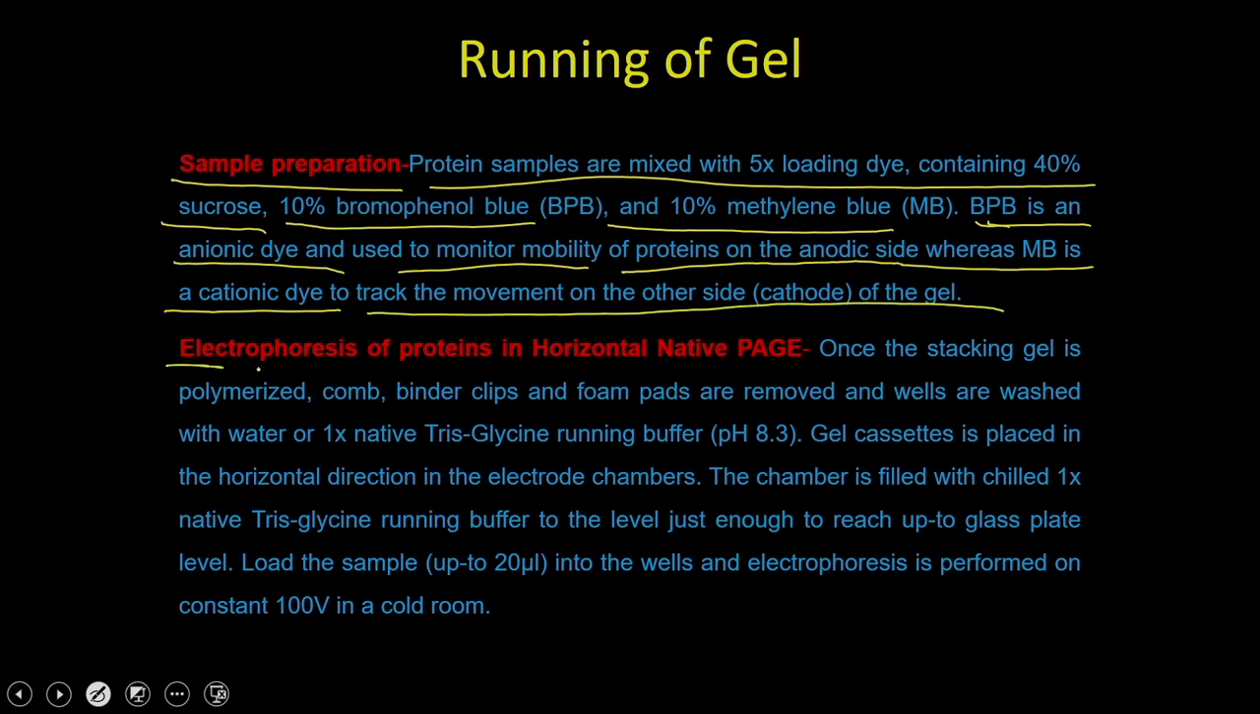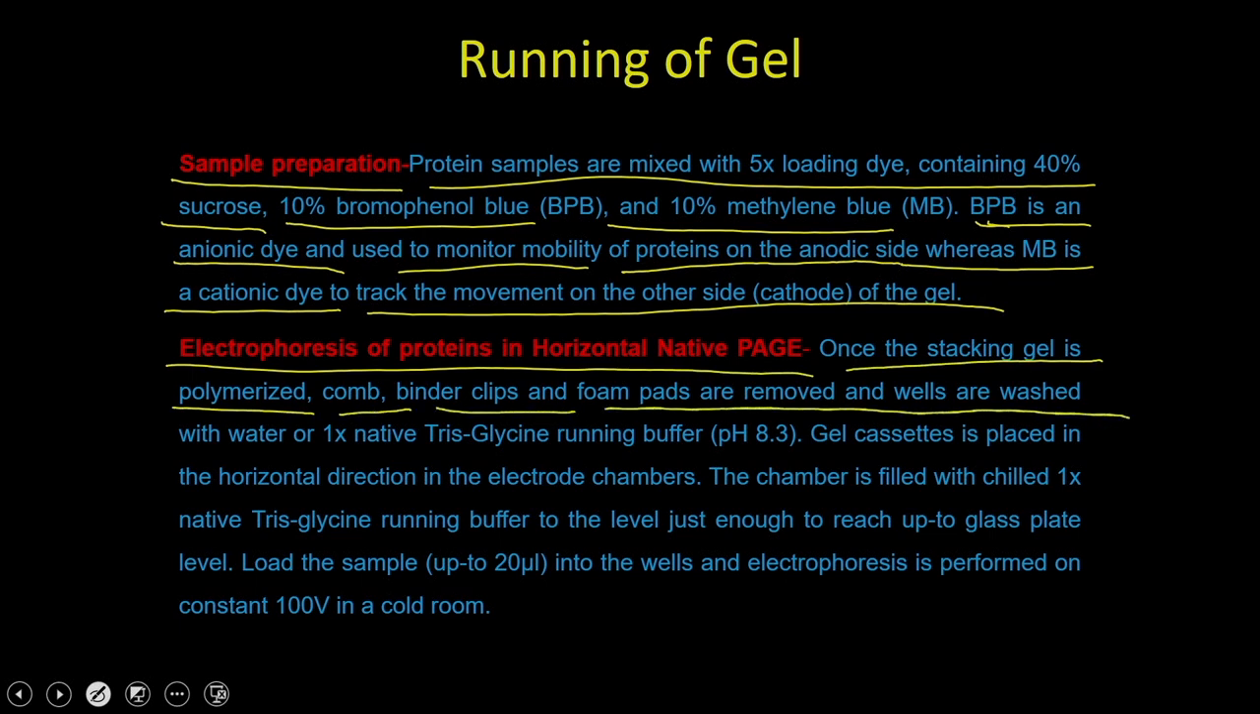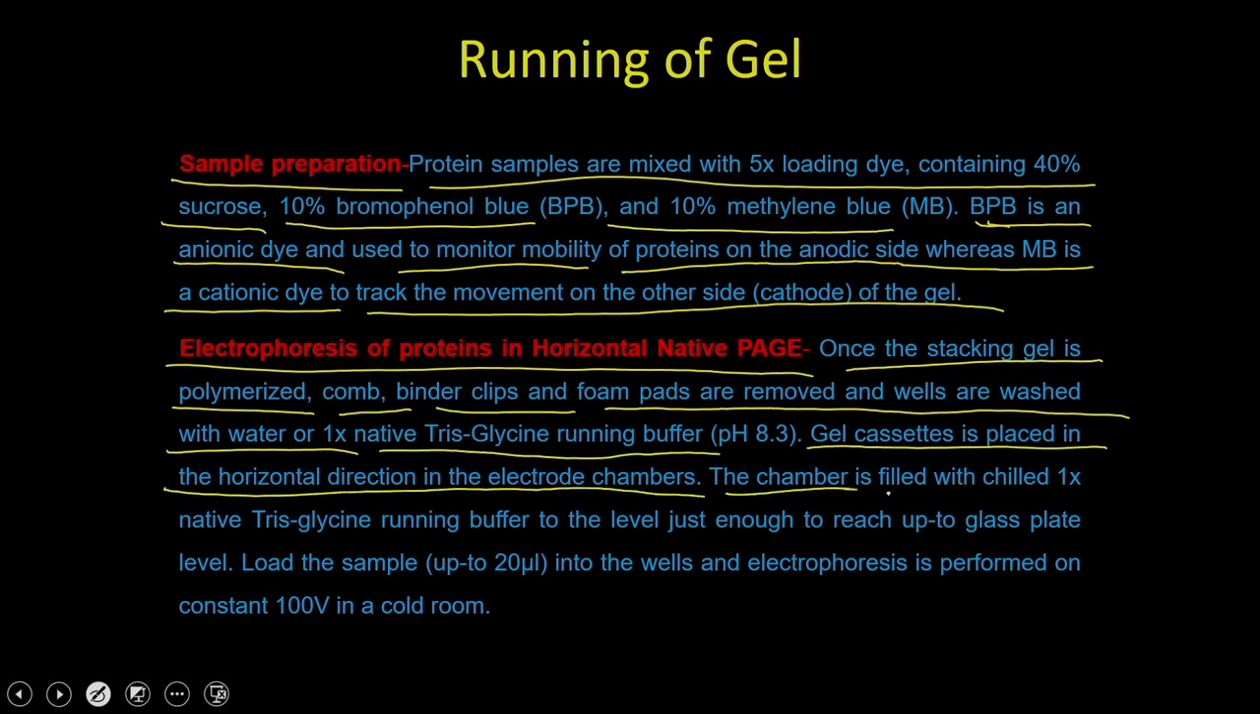The electrophoresis: once the stacking gel is polymerized, the comb, binder clips and foam pads are removed and the wells are washed with water or 1x native Tris-glycine running buffer. The gel cassette is placed in the horizontal direction in the electrode chamber. The chamber is filled with chilled 1x native Tris-glycine running buffer to a level just enough to touch the glass plate.